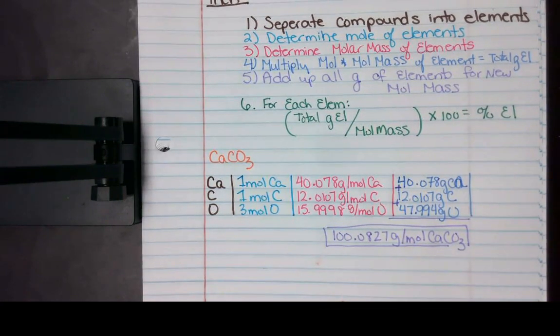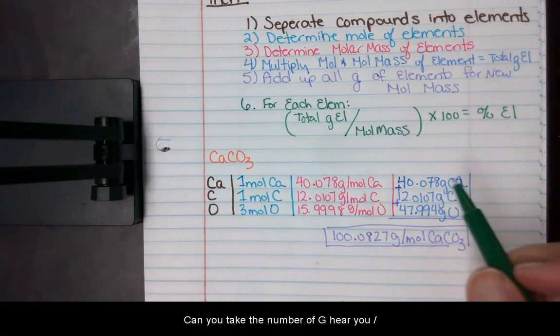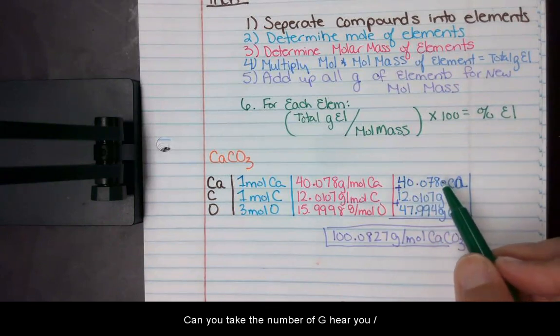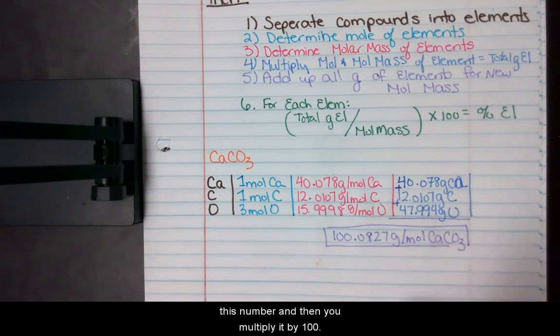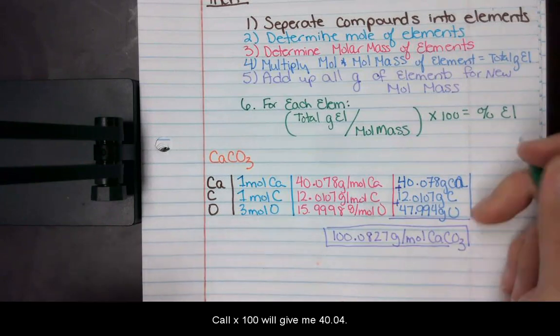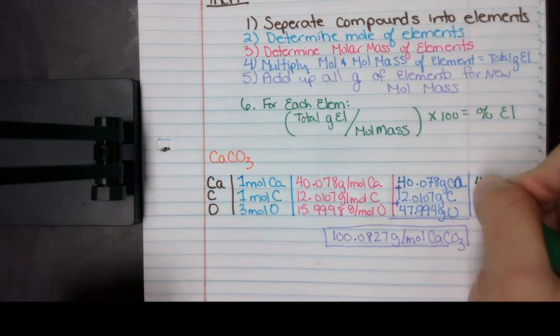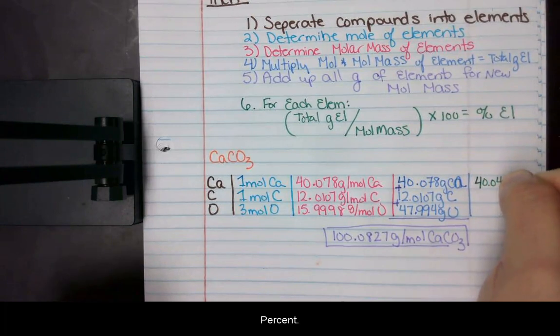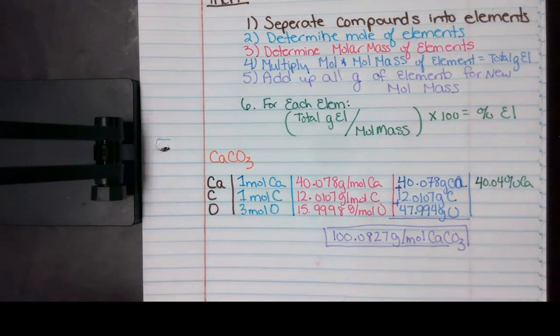And that helps me confirm what we're doing next, which is our percent composition. So you take the number of grams here, you divide it by this number, and then you multiply it by 100 in order to get your percent. So what we have is 40.078 divided by 100.0827, all multiplied by 100 will give me 40.04% calcium.